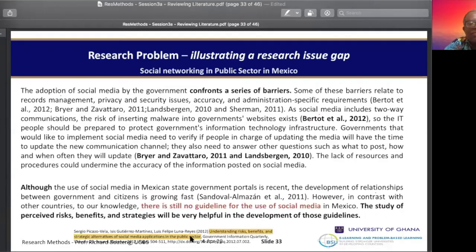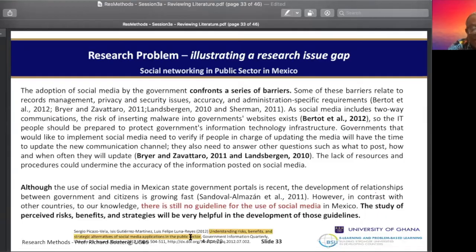So it starts by talking about certain things on social networking in public sector in Mexico. It began by saying the adoption of social media by government confronts a series of barriers. This is not specific to any government, but you are just looking at different research. Now, after making that argument, he needs to substantiate the argument. So he goes on to say, some of these barriers relate to records management, privacy and security issues, accuracy and administration-specific requirements.